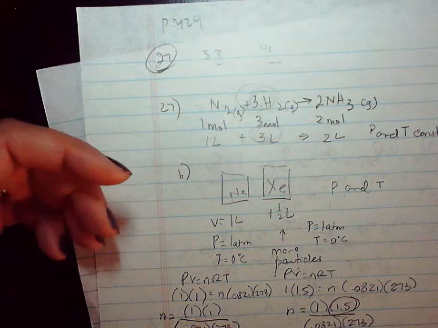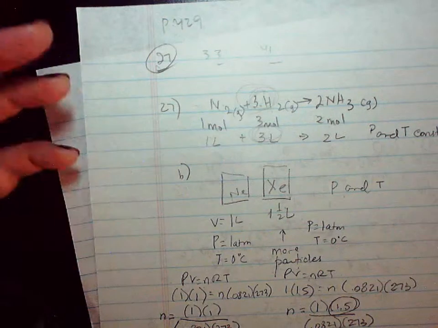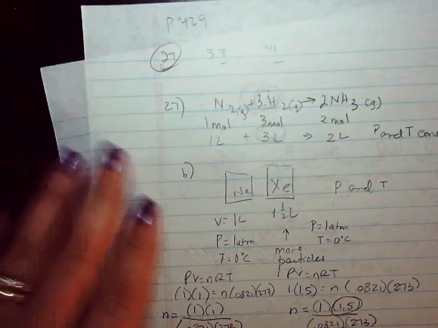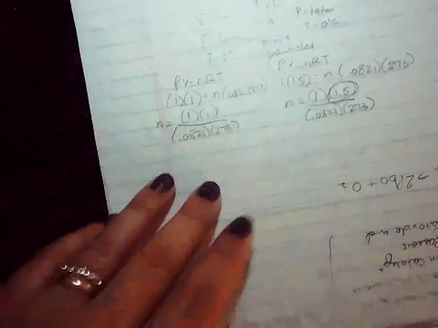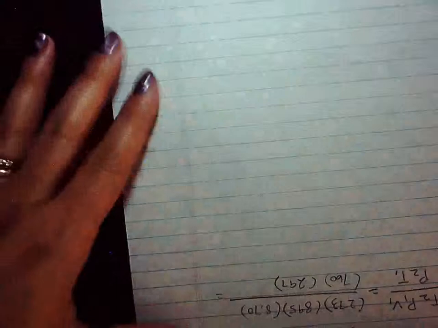Exactly. Volume would have to be larger in order to accommodate for pressure. Okay. All right, that was basically all they wanted for question 27. It's a very simple concept. All right, let's take a look at number 33.